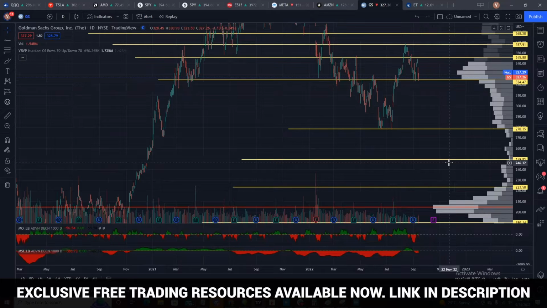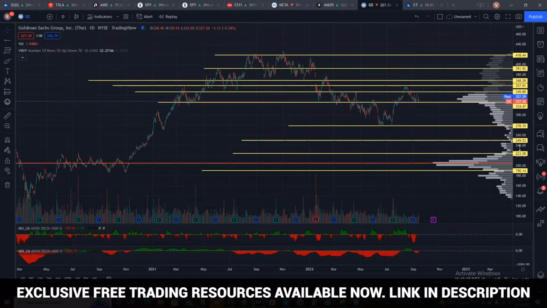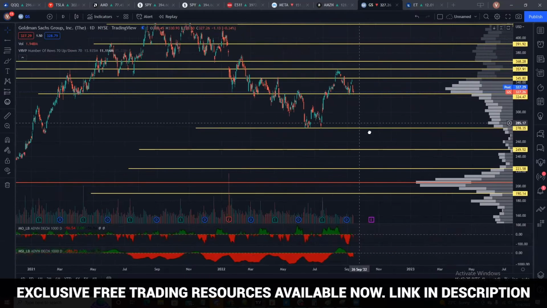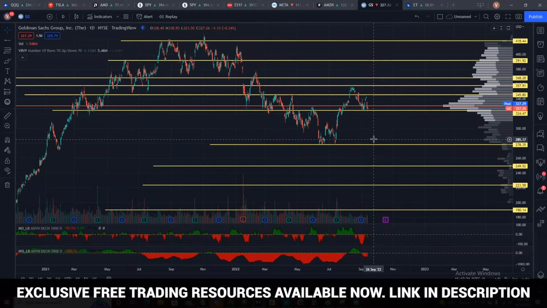Now, why these areas are important, and this distribution theory is important, especially here on this example with Goldman Sachs, is that when you enter a distribution block, right, the typical practice is that we look for the opposing edge of that distribution block, right?